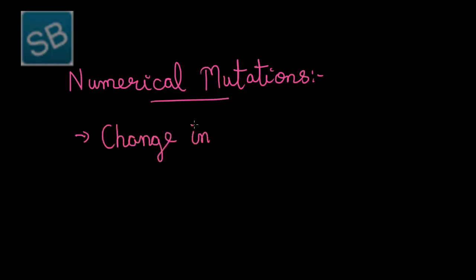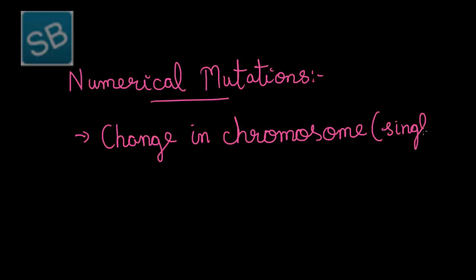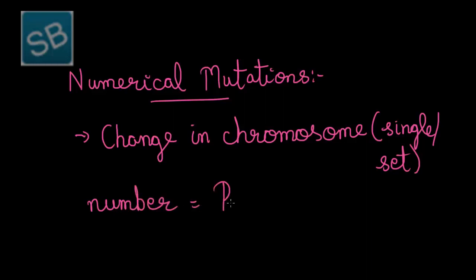Such a change in the chromosome, either single or set, number, as the changes in chromosome number, is called ploidy. That is, such a change is defined as ploidy. Now, as we all know that the number of chromosomes is fixed for every species.